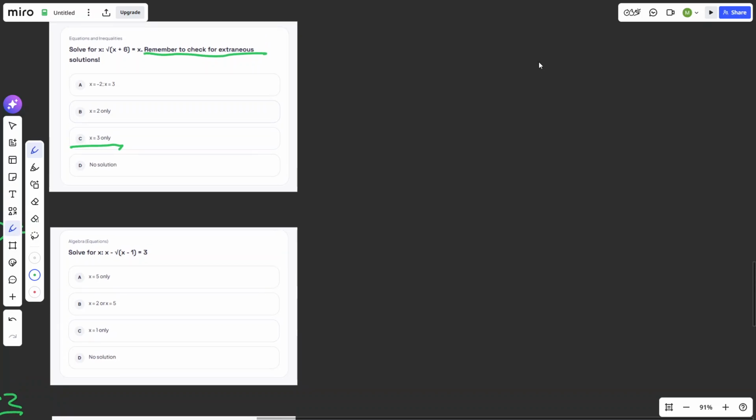Okay, so in question 2, what do we have here? We've got x minus the square root of x minus 1 equal to 3. So we take a similar approach here.